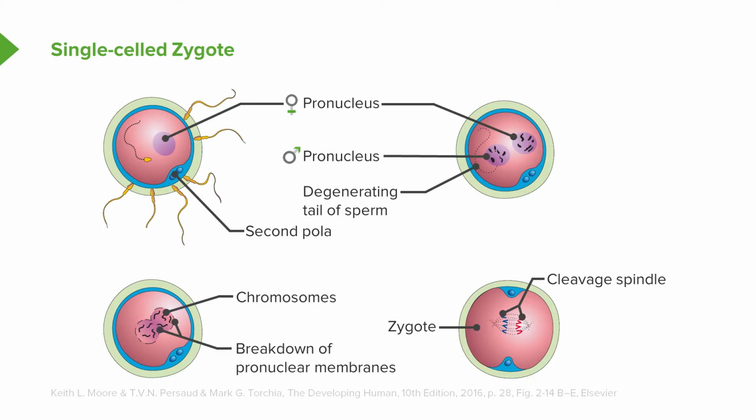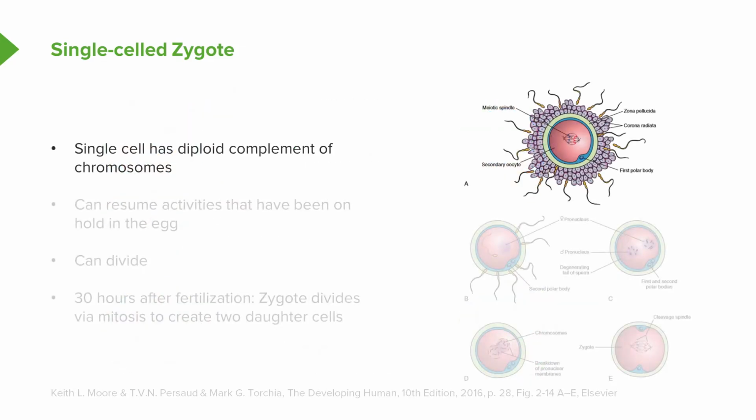Once these two fuse and come together, we have now got the genetic material making up a brand new and distinct individual. At this point, we have the diploid complement of chromosomes that can be used as the blueprint for all the subsequent formations and changes that will bring about the human being that can grow from this single cell.